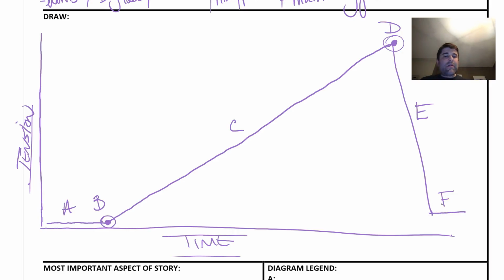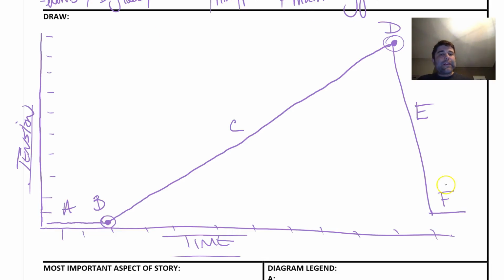So what we've got going on here is what is called Freytag's pyramid. It indicates the amount of tension that a character, the protagonist in the story, experiences as he or she goes along the timeline of the story. As time ticks on, he or she experiences an increase in tension. And by the way, this increase in tension affects not only the protagonist, but also the reader. Talk about that a little bit.